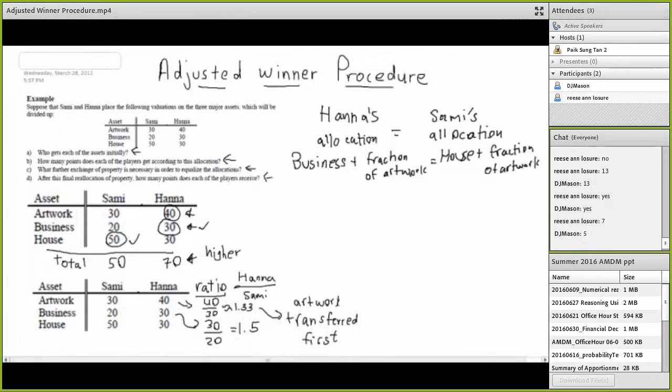So we know that Hannah bid 30 on the business and she bid 40 on the artwork, and we're going to multiply that by the fraction of artwork that Hannah is going to retain. Now we have Sammy's allocation, and he gets the house, which Sammy bid 50 on, and Sammy only bid 30 on the artwork. So we're going to multiply it by the fraction of artwork that Sammy is going to get, and that's actually 1 minus the fraction of the artwork that Hannah is going to get, because whatever Hannah retains, Sammy is going to get. So now we need to solve this equation by distributing the 30.